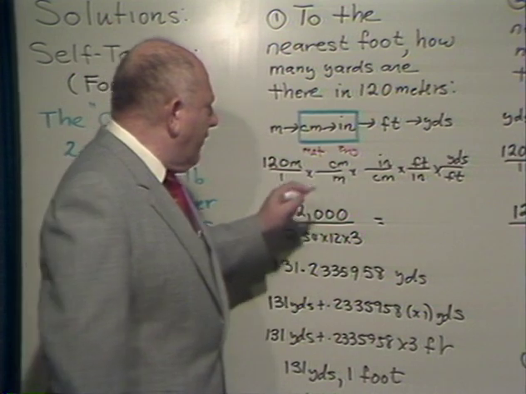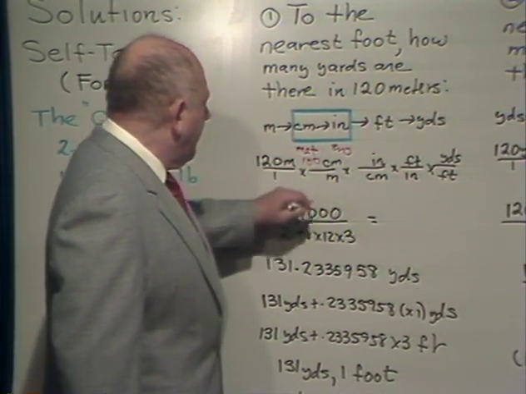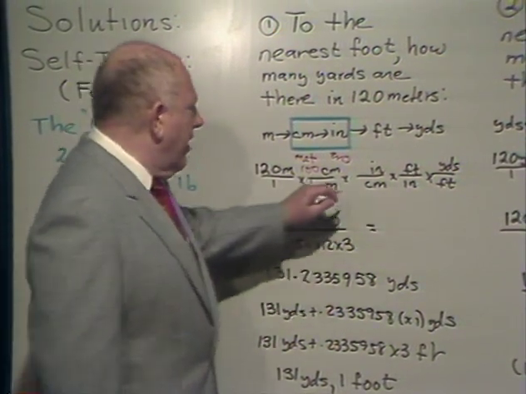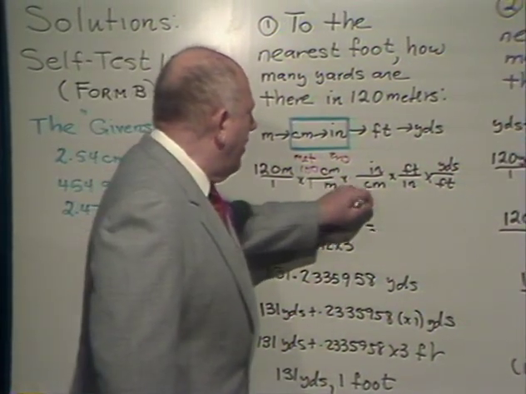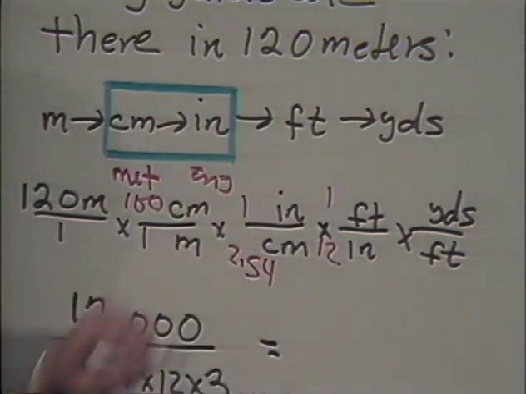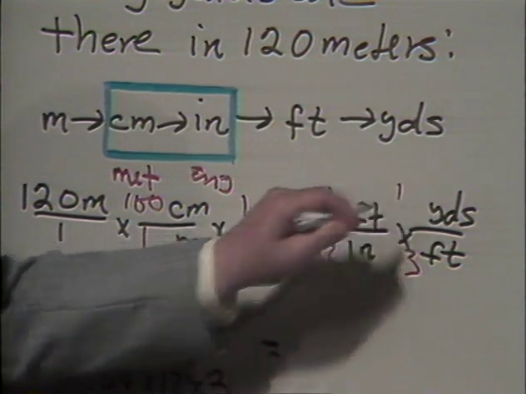Now you can say to yourself, okay, what's the relationship between centimeters and meters? Well, there's 100 centimeters to 1 meter. What's the relationship between inches and centimeters? That's the crossover. There are 2.54 centimeters per 1 inch. What's the relationship between feet and inches? There are 12 inches per 1 foot. What's the relationship between feet and yards? There are 3 feet per 1 yard.